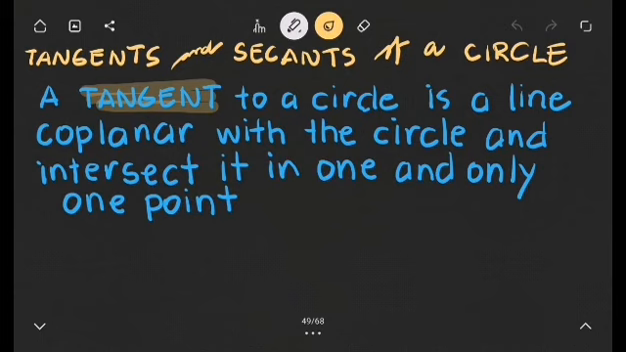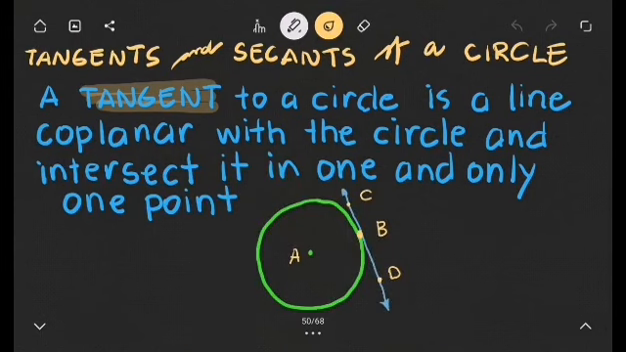A tangent to a circle is a line coplanar with the circle and intersects it in one and only one point. Okay, so kung illustrate natin, let's say we have circle A. If you will notice, there is a line, which is line CD, which intersects the circle at point B. This point where the circle and the line meet, ang tawag natin dyan is the point of tangency. So meaning to say, circle A is tangent to line CD at point B.